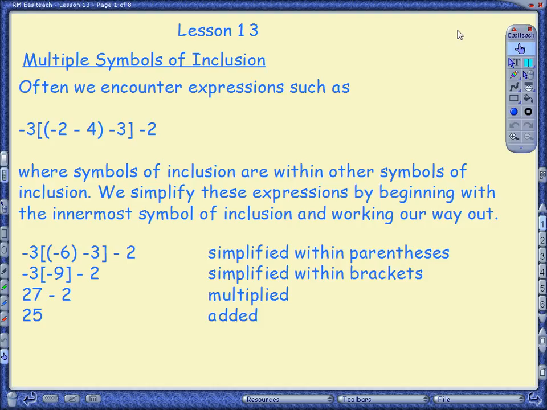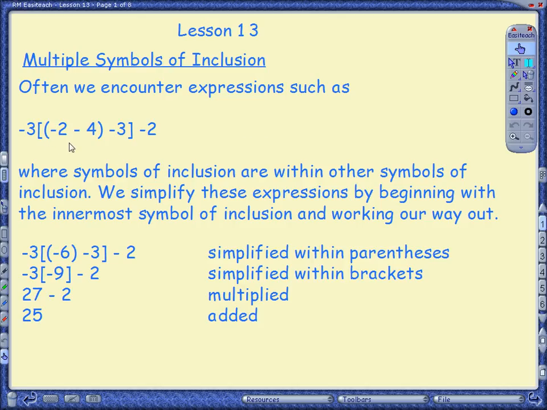Lesson 13 is about multiple symbols of inclusion. Often we encounter expressions such as this: -3, brackets, parentheses, an addition within the parentheses, close the parentheses, -3, close the brackets, -2. This is an expression where symbols of inclusion are within other symbols of inclusion. We simplify these expressions by beginning with the innermost symbol of inclusion and working our way out.